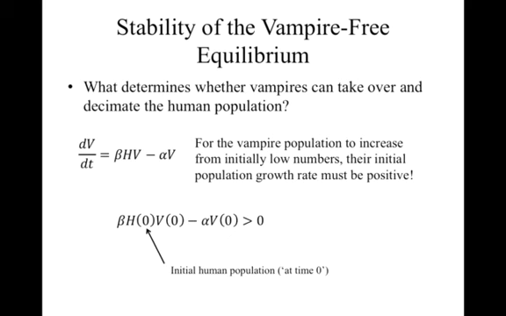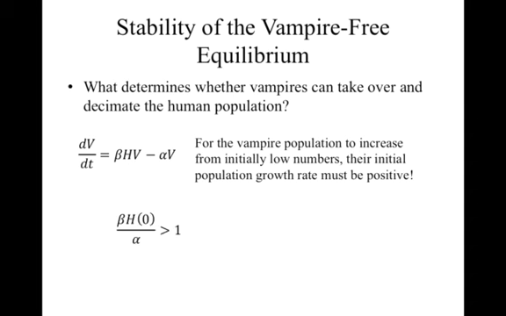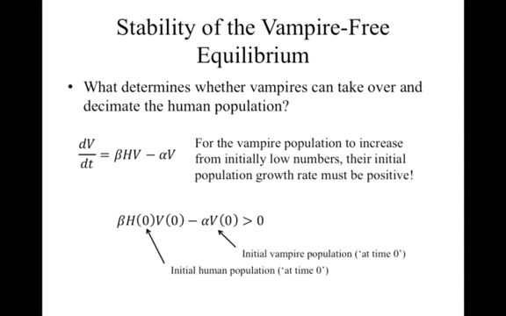So in that case, I'm looking at the initial human population at time 0, at the time when I introduce just one single vampire. And I'm looking at the vampire population at time 0, when I introduce just one single vampire. And as long as that's positive, when I start with very, very few vampires in the system and mostly entirely a whole town of humans, then that vampire population can grow and we have the disease-free equilibrium being unstable.